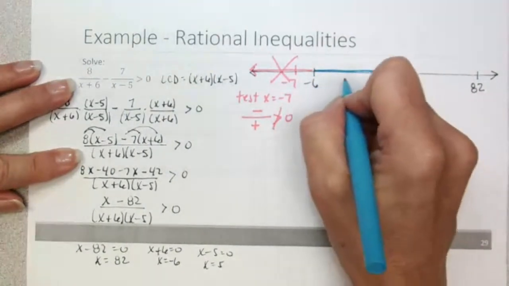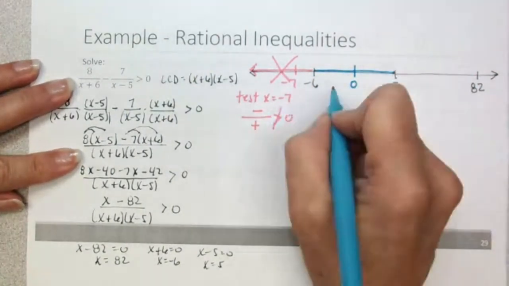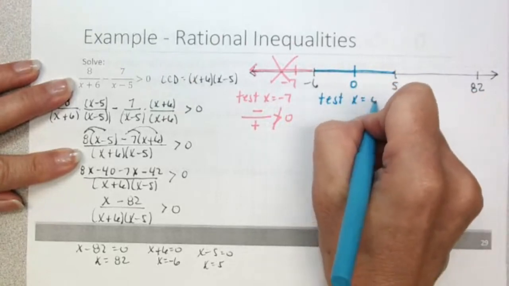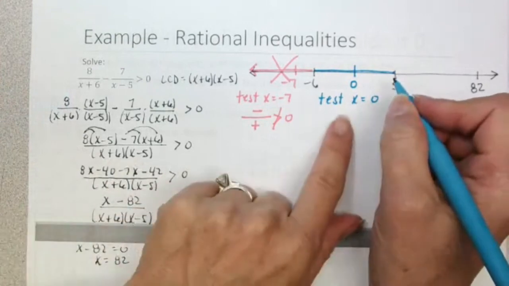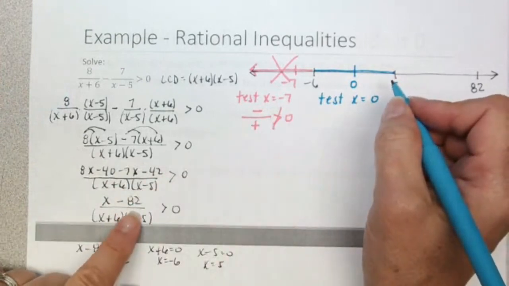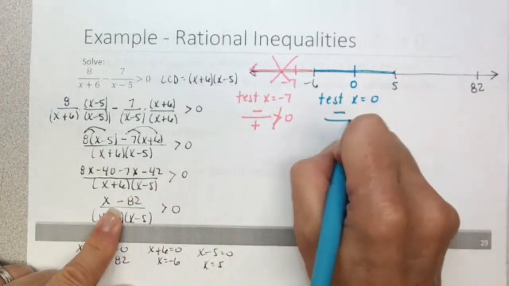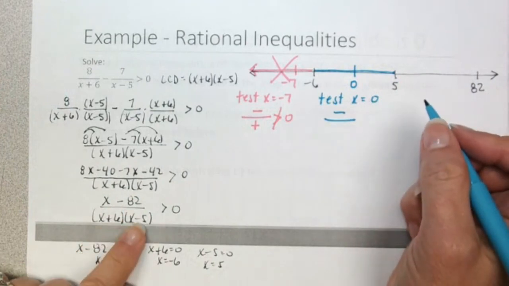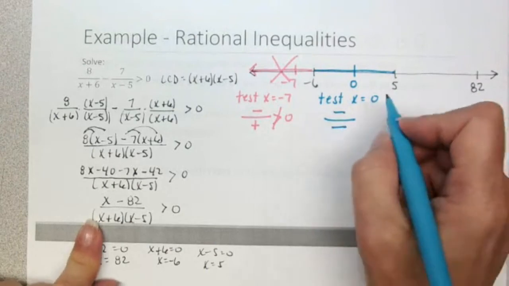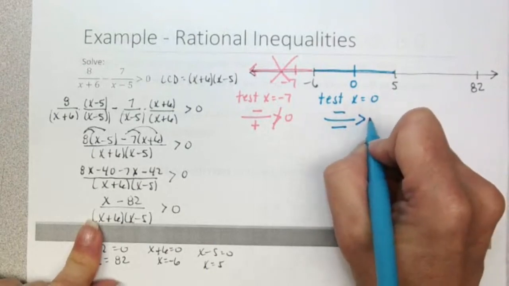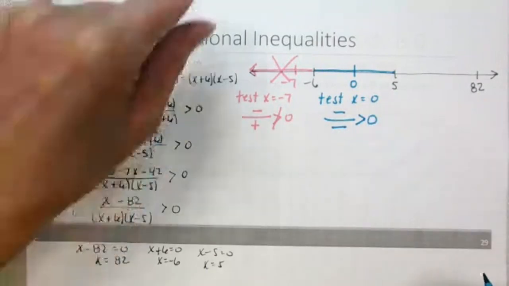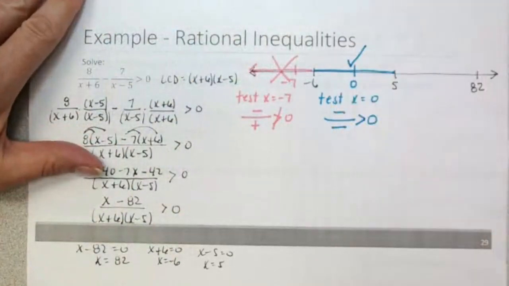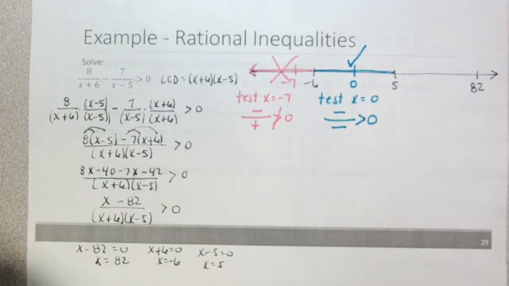Okay, now let's move on and test the next interval from negative 6 to 5. Let's pick 0 as our test value. That's an easy one, and it's in that interval, right? So test x equals 0. The numerator would be negative 82, so we have a negative numerator. The denominator would be positive 6 times negative 5, giving me a negative value, so we have a negative over a negative. Is that greater than 0? It is, right? Negative over negative turns it into a positive. So this is an interval that does satisfy our inequality.